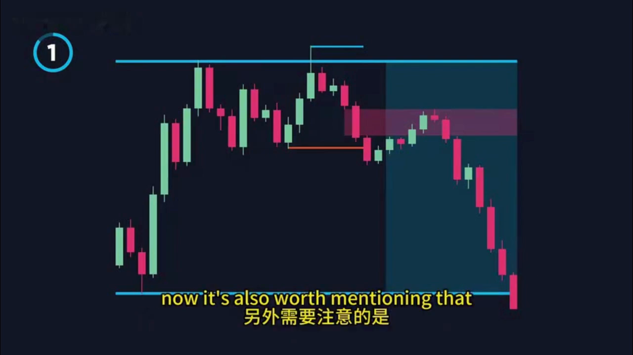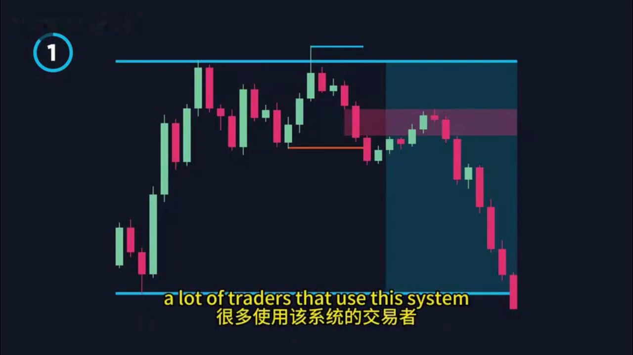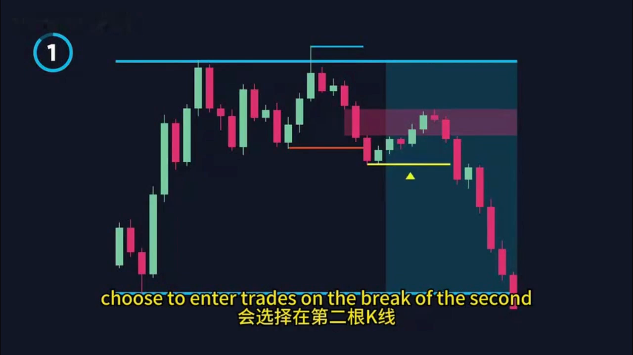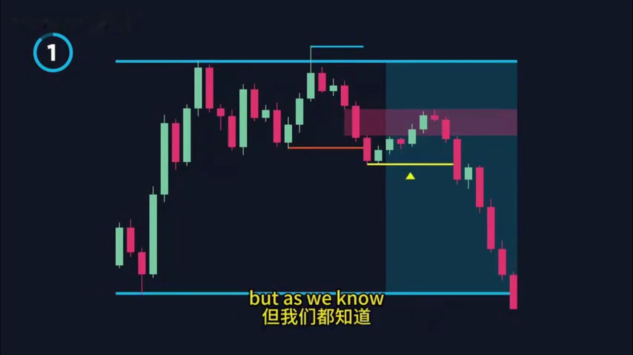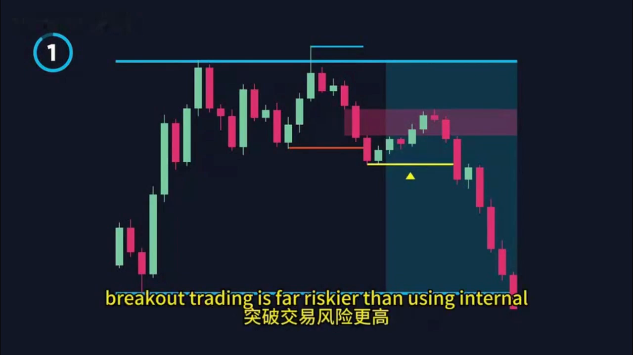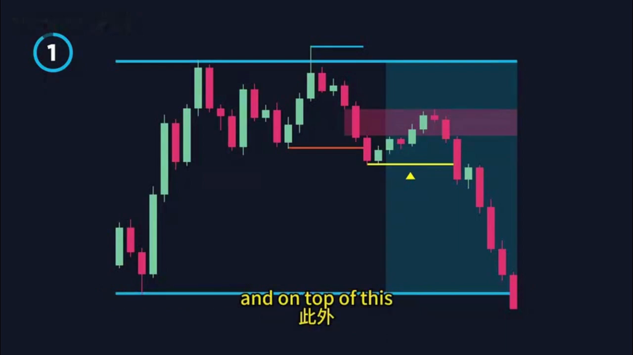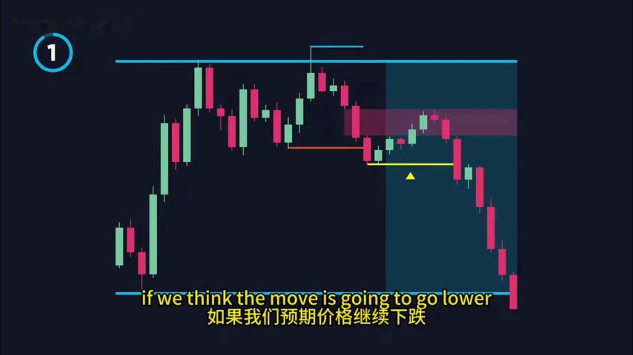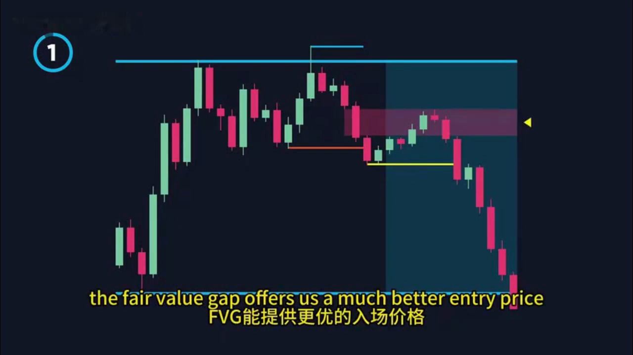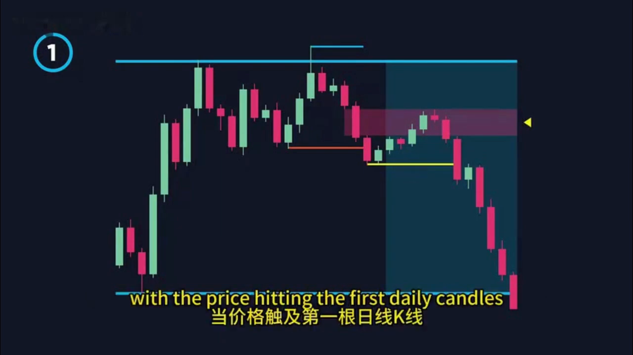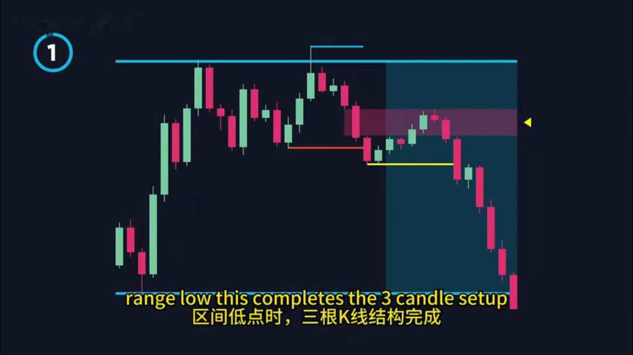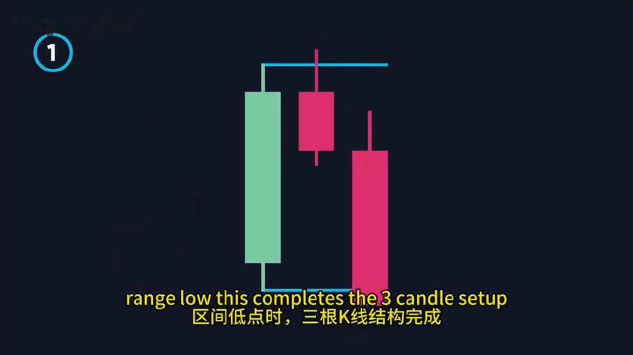Now it's also worth mentioning that a lot of traders that use this system choose to enter trades on the break of the second candle's low. But as we know, breakout trading is far riskier than using internal range liquidity as an entry target. And on top of this, if we think the move is going to go lower, the fair value gap offers us a much better entry price anyway. And then with the price hitting the first daily candle's range low, this completes the 3-candle setup.